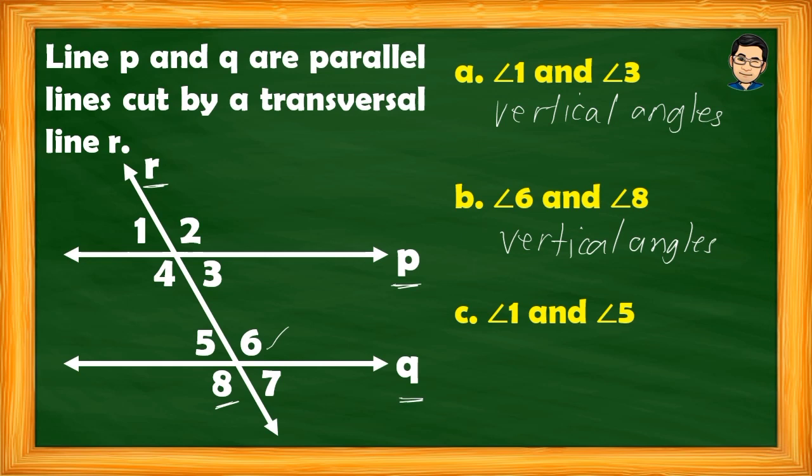Next, angle 1 and angle 5. So, angle 1 is an exterior angle, while angle 5 is an interior angle. And then, meron pong angle na nasa gitna nila, which is angle 4. So, what can you say about angle 1 and angle 5? So, these are corresponding angles.